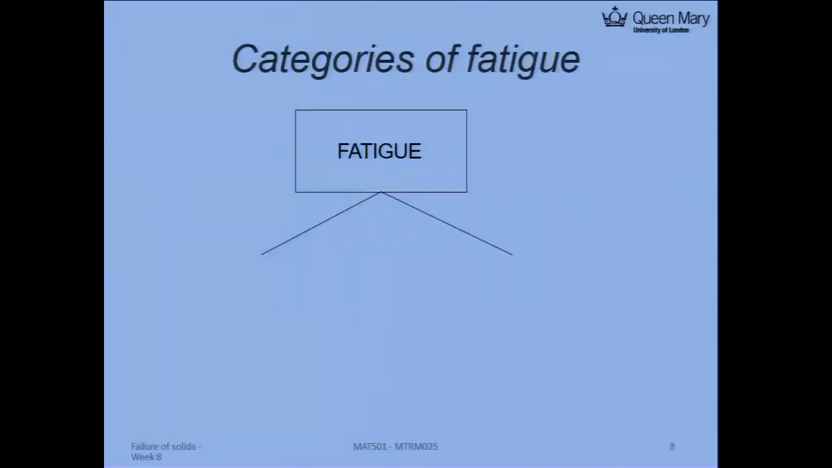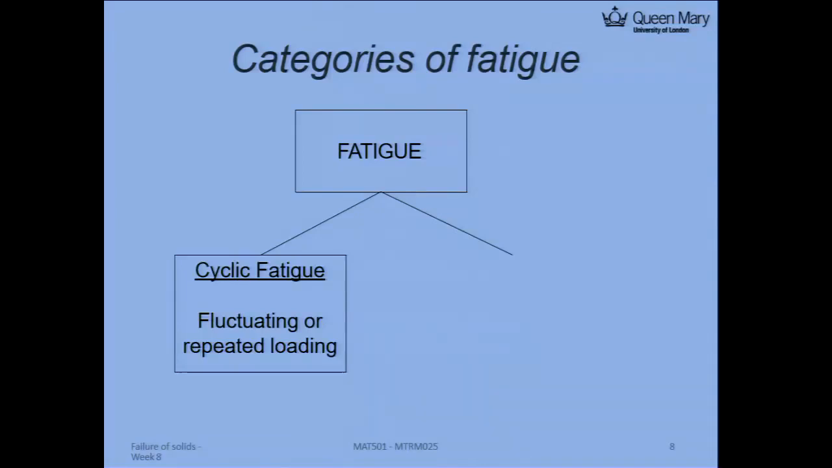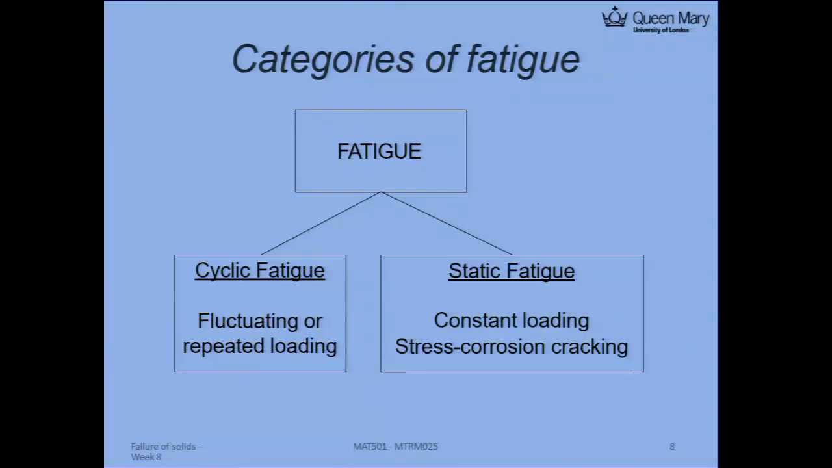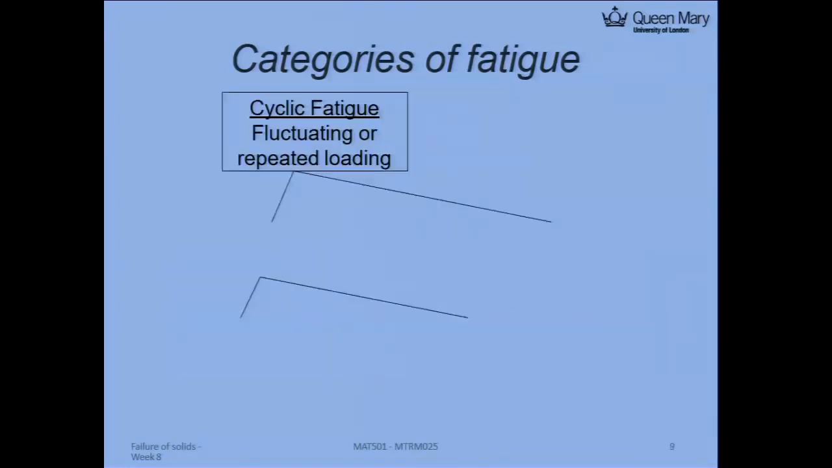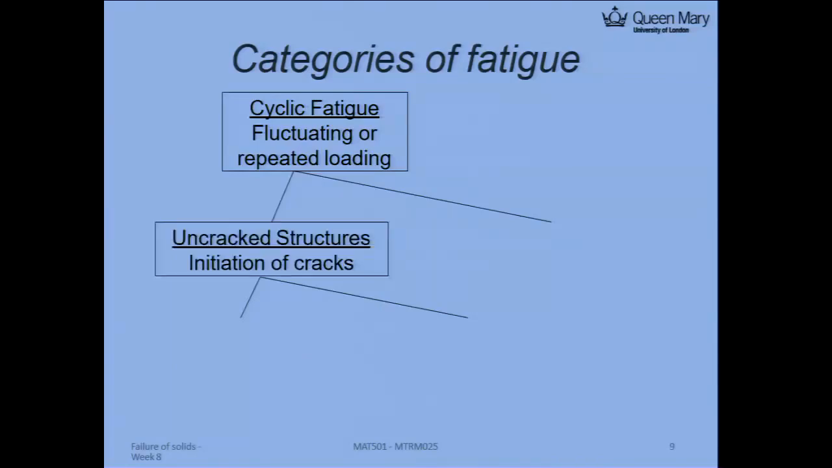Okay? So take a look at the picture here. It gives you the classification of different fatigue failures. One typical one is the cyclic fatigue, where you have a cyclic load or fluctuating load. Or sometimes it is static fatigue: you apply constant loading, or you have stress corrosion cracking. But in this lecture or this module, we most of the time just focus on cyclic fatigue.